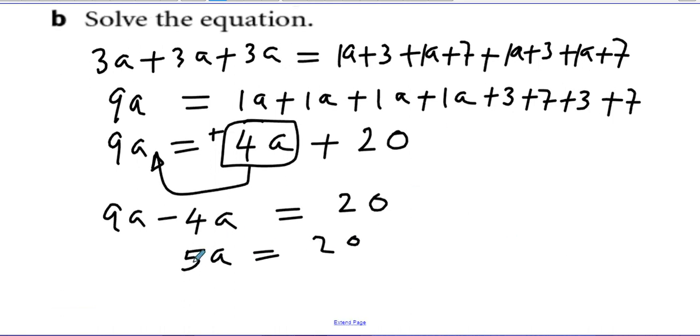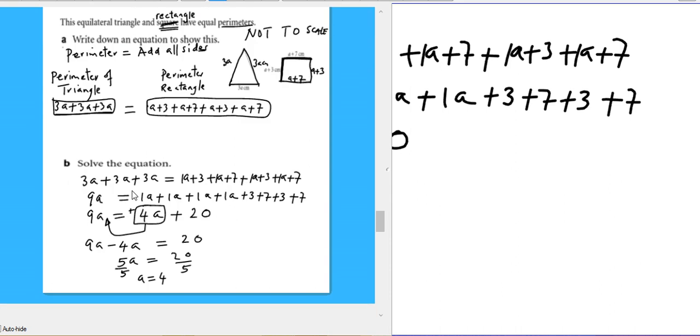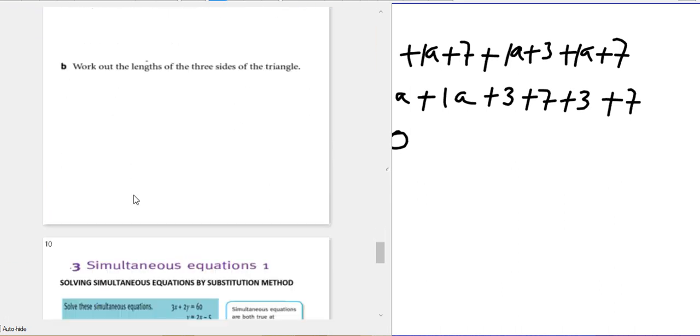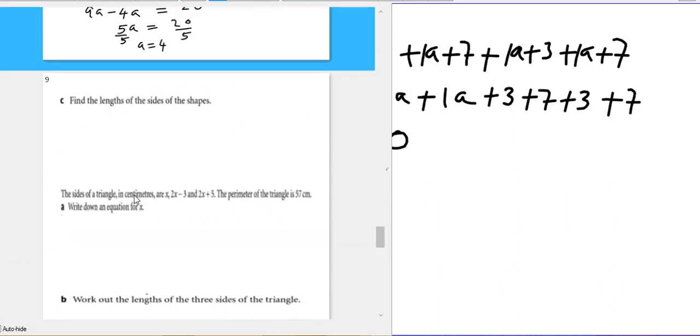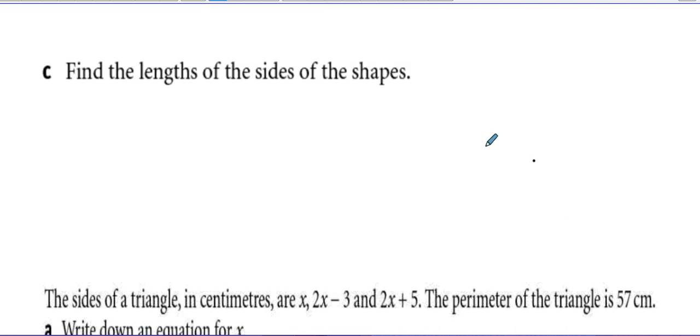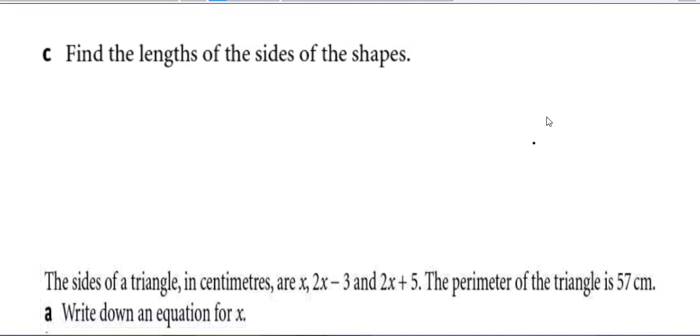So to find the value of a, you need to divide by 5, so a will be equal to 4. Good. Then let us go to the next page. Next page is: find the length of the sides of the shapes.